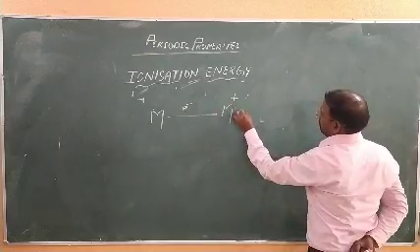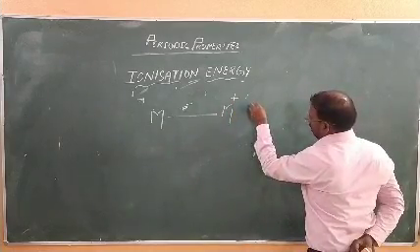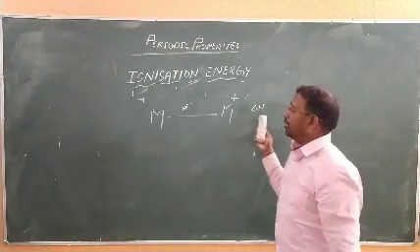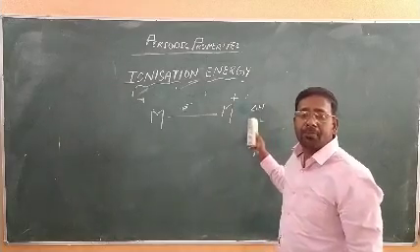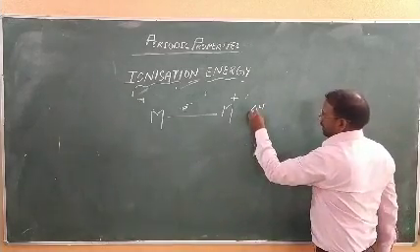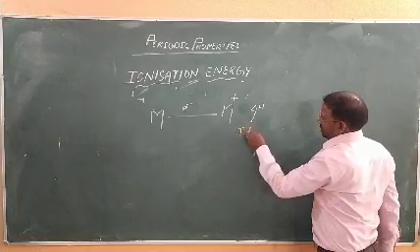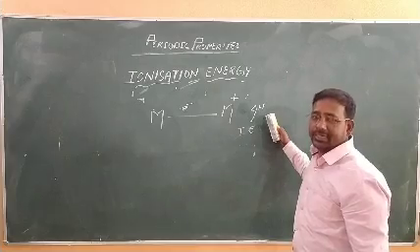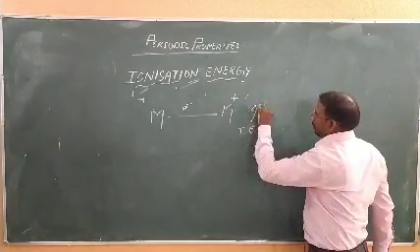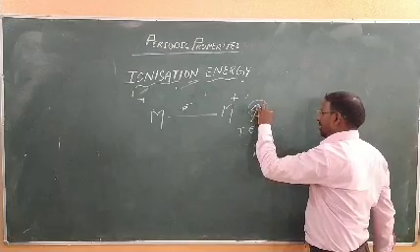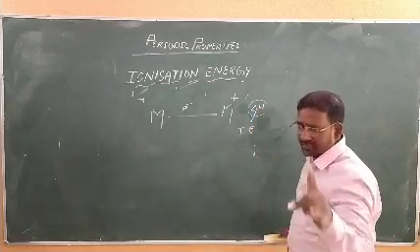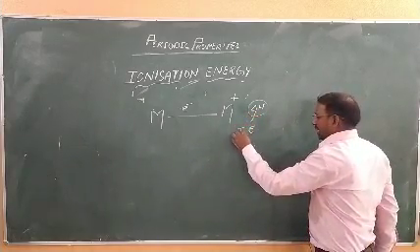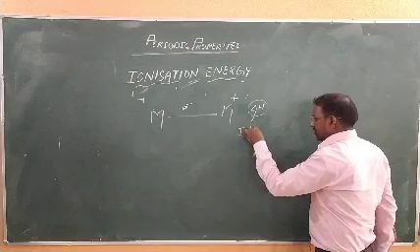And here I am writing one new symbol, delta H. Delta H means enthalpy of the reaction, enthalpy of the process, and IE stands for ionization energy. Delta H means energy and heat. This term is used in thermodynamics, in chapters 5 and 6, I think, in 11th class.